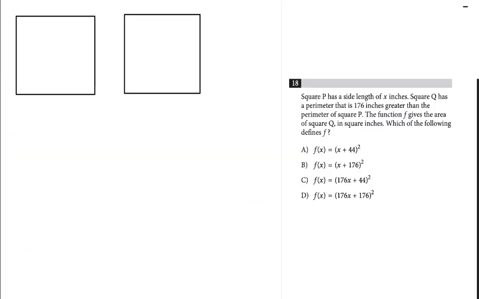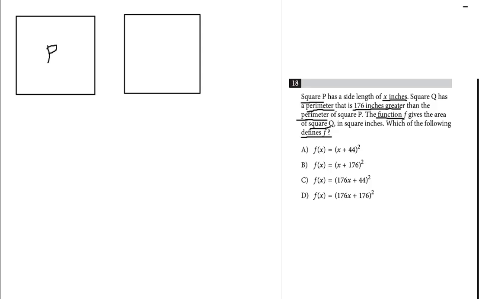Pretty simple problem if you know the ratios. So here we have a square problem. So now square P has a side length of x inches. Square Q has a perimeter that is 176 inches greater than the perimeter of square P. The function f gives the area of square Q in square inches. Which of the following defines f?